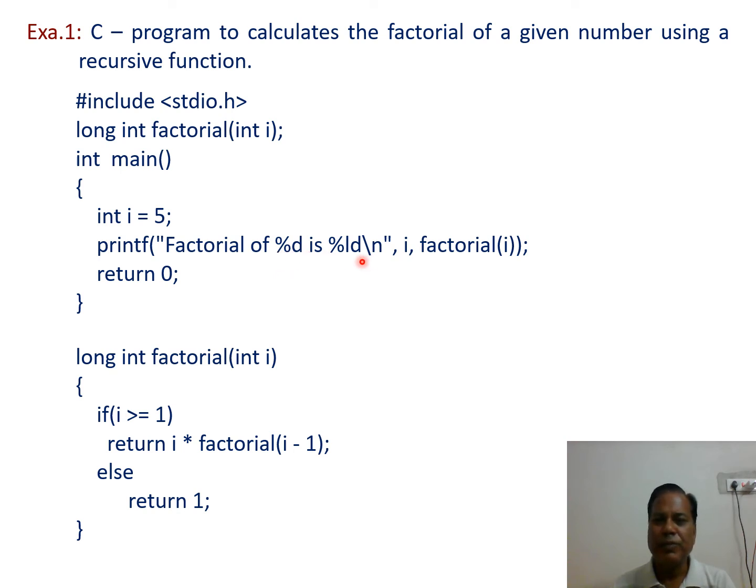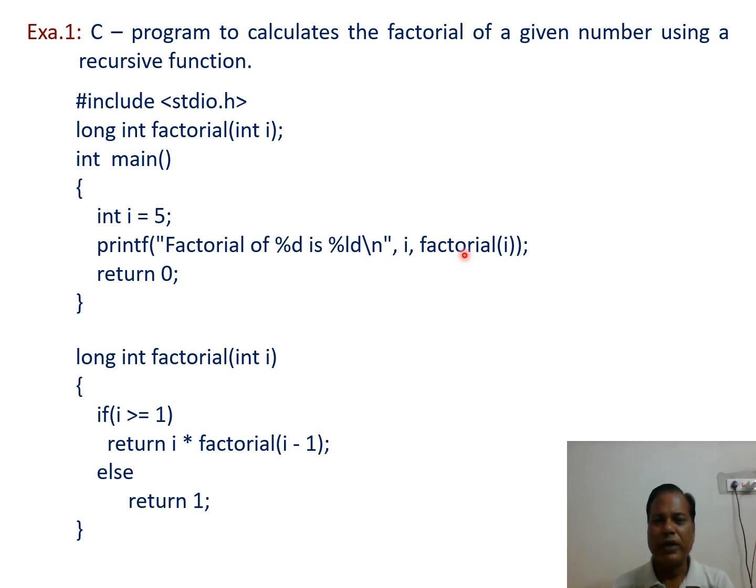Then %ld. Here instead of d, it is %ld. It means that we have to print long integer data. Then again, the compiler searches for the value of the second variable, and here it is factorial in open and close parenthesis I, that is factorial 5. So this is a function call.